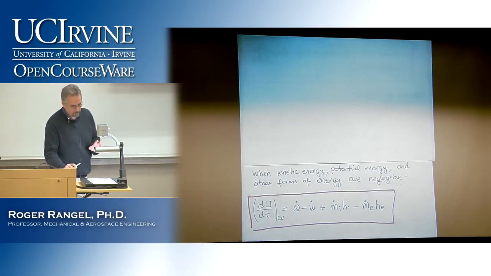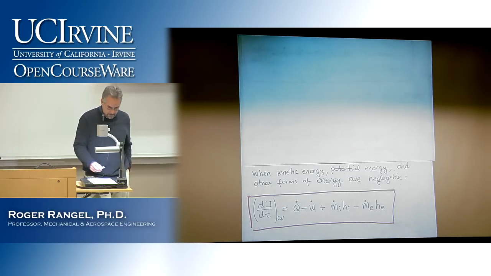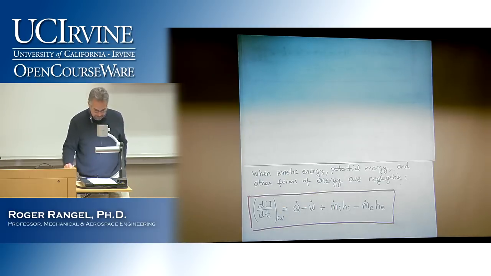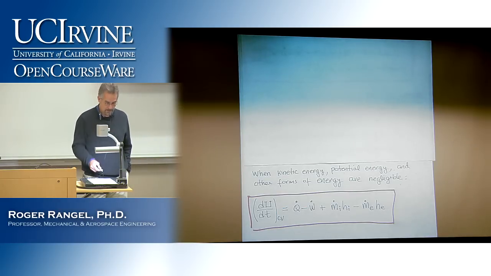This is the most comprehensive form of the first law of thermodynamics that we are going to have in the class for a control volume. Make sure you understand what everything means. So this left-hand side is the time variation of the internal energy inside the control volume, and everything on the right-hand side is energy forms that are crossing in or out: heat transfer, work, and mass flowing in or flowing out.